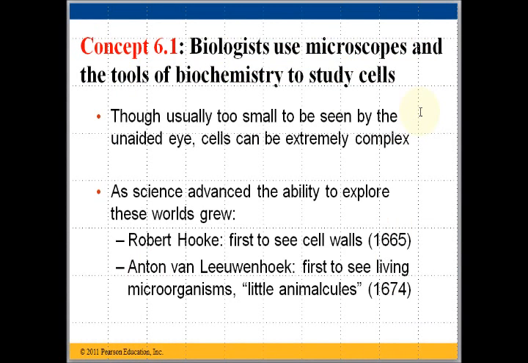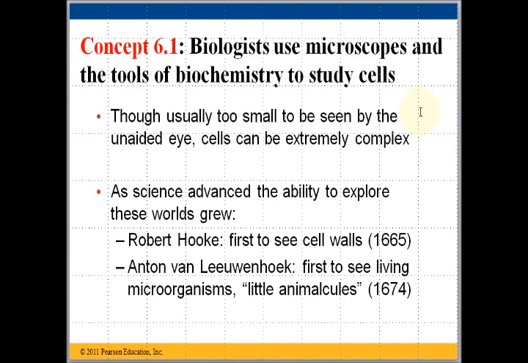We're going to start right here with Concept 6.1. It says biologists use microscopes and the tools of biochemistry to study cells. And of course, in your lab activities, you probably use some microscopes so far. Probably the light type microscopes that you would normally use in a high school.